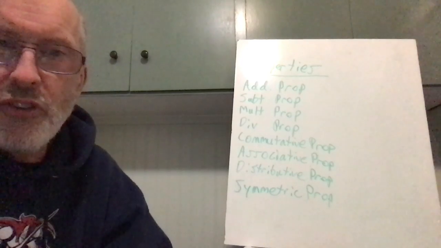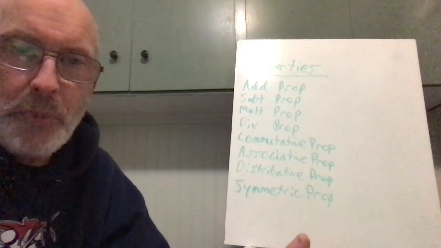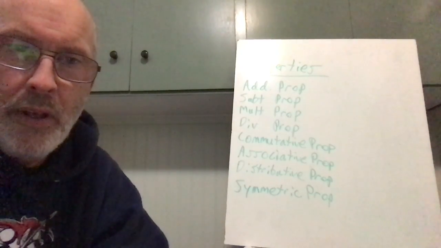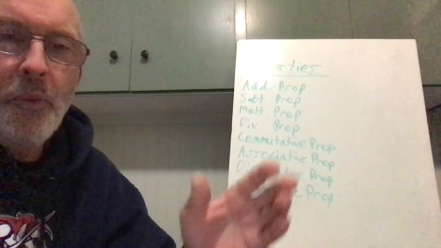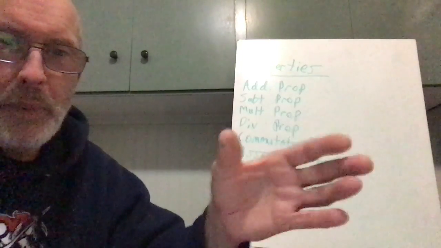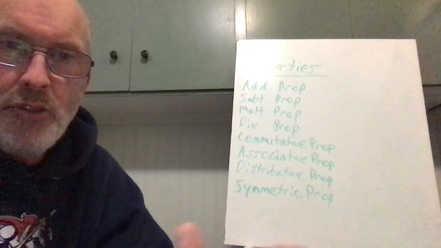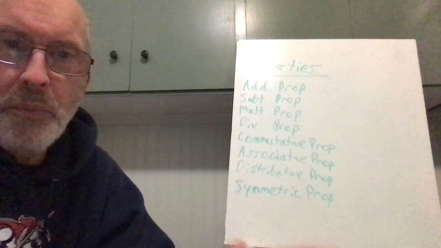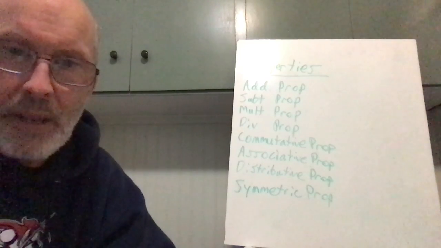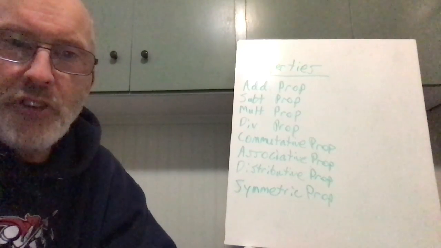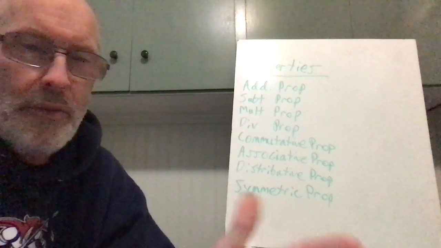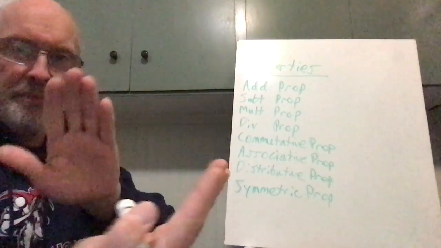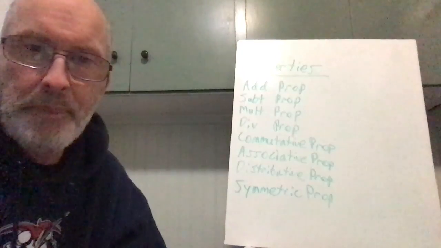And the last ones are the distributive property, which you've done a lot in algebra. If you have something multiplying a set of things inside parentheses, you're distributing the thing outside the parentheses to everybody inside the parentheses. 2 times (x plus 1) equals 2x plus 2. Okay? The last one is the symmetric property, which simply says that if x equals y, then y equals x. Think of symmetry, mirror images of each other.